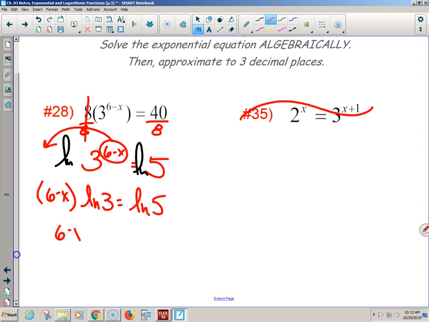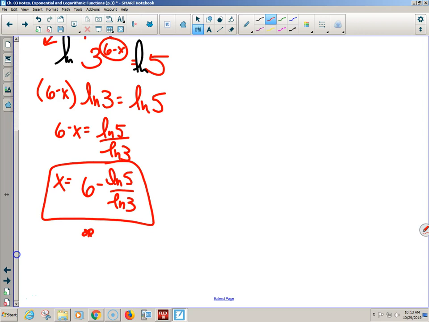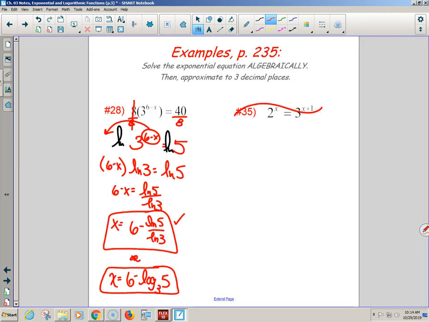Divide. 6 minus x is equal to ln of 5 over ln of 3. Subtract 6. Dangerous to count, because some of you are going to subtract the 6 and be done and forget the negative. It might be a little safer to add the x and subtract a logarithmic expression, but eventually we're going to end up with x equals 6 minus ln of 5 over ln of 3. For those of you that did it the other way, you would have gotten x equals 6 minus log base 3 of 5. They're both right. Their decimal approximations will be the exact same thing. This is the preferred answer choice on the test, or back to the book answer. Okay? Both right.